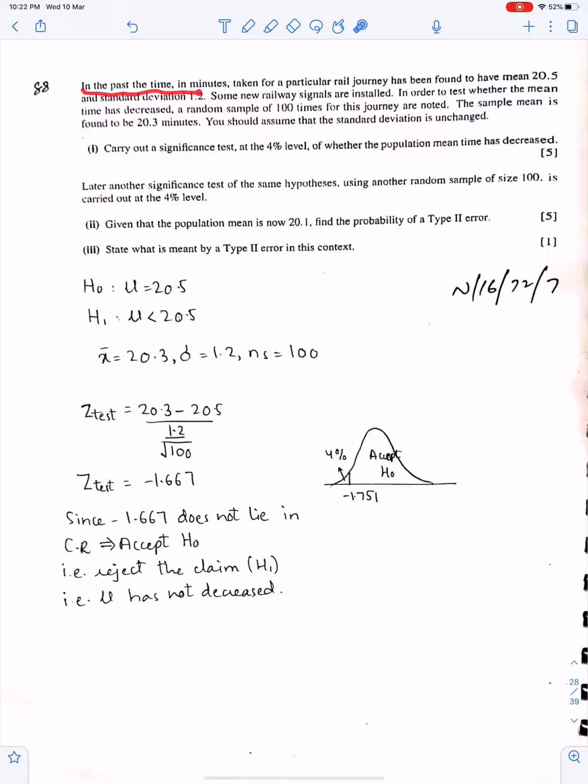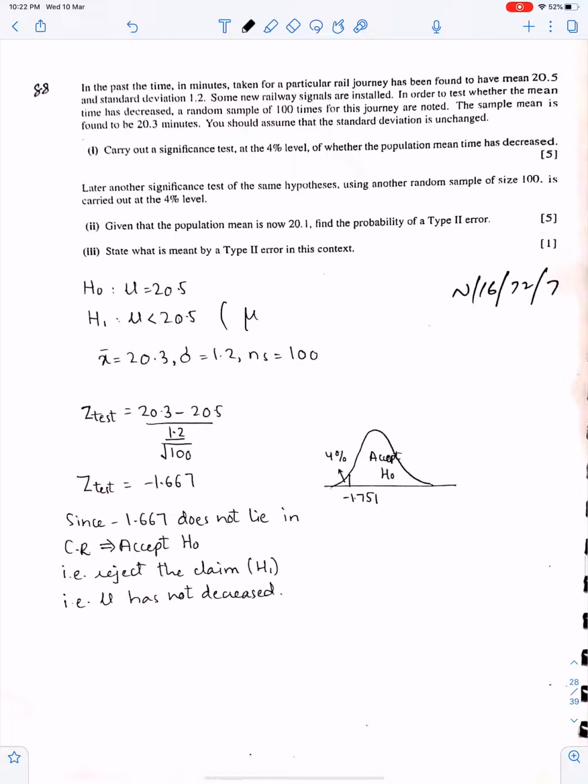In the past, the time in minutes taken for a particular rail journey has been found to have mean 20.5. This is mu. Standard deviation is 1.2. Some new railway signals are installed in order to test whether the mean time has decreased. So H1 has a lesser sign. You can say that mu has decreased. And here you can say mu has not decreased. You should assume that the standard deviation is unchanged. Make sure you remember this thing. Whenever it asks to state the assumption you use in the calculation, you have to mention this. We assume that standard deviation is unchanged.